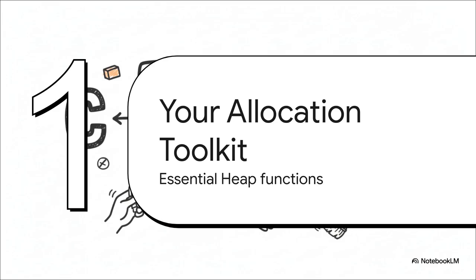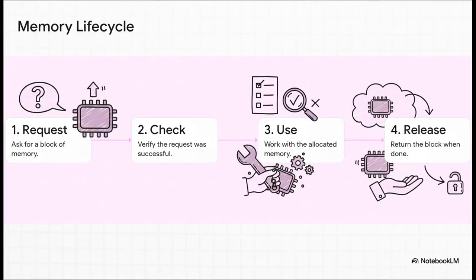Now, to actually use the storage facility, C gives us a small but really powerful set of tools. These are the specific functions you're going to use to ask for, manage, and eventually return those memory blocks. It's your personal allocation toolkit. And this right here, this is the entire game plan. You have to follow this life cycle every single time. Think of it like a four-step dance.